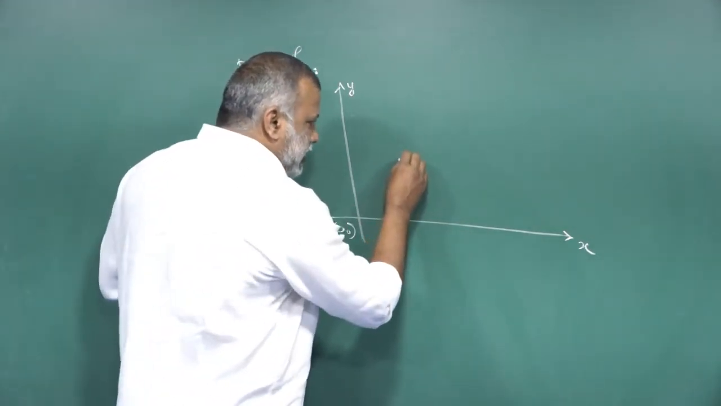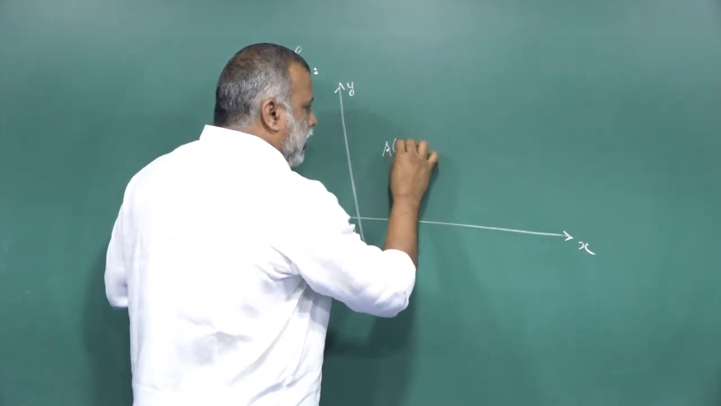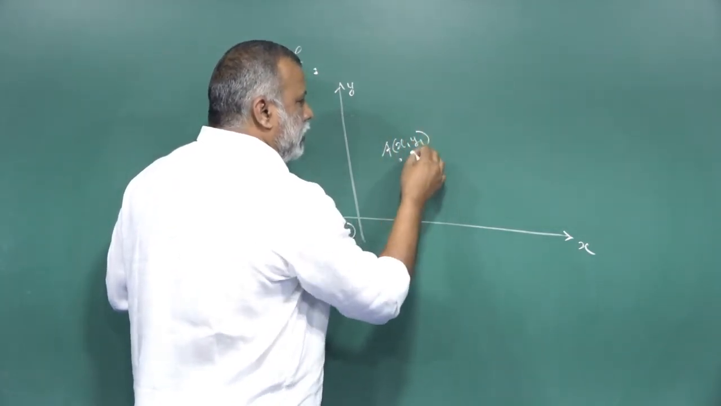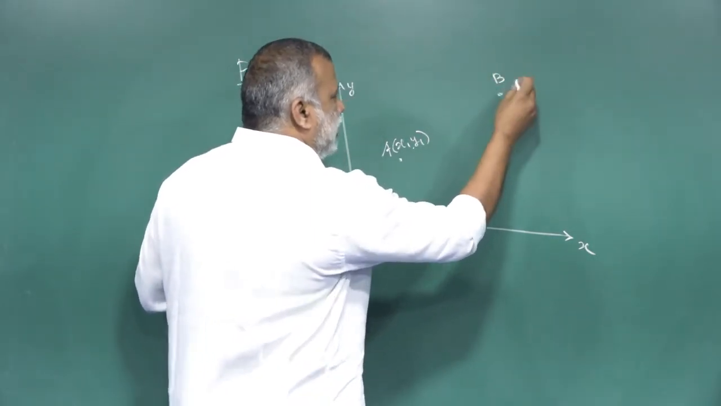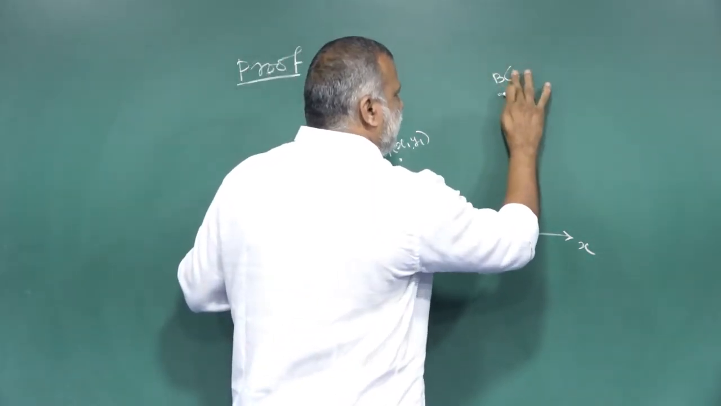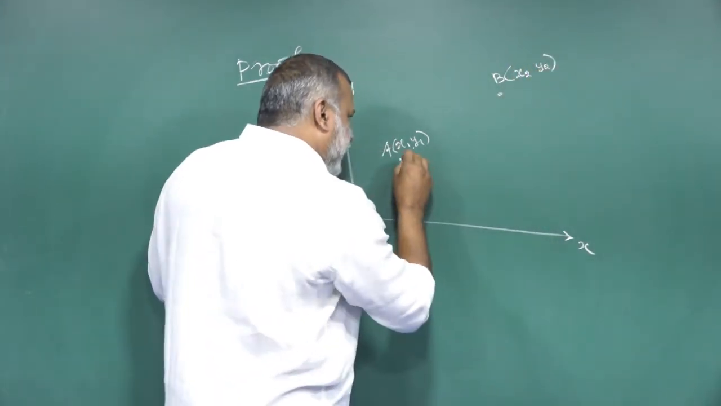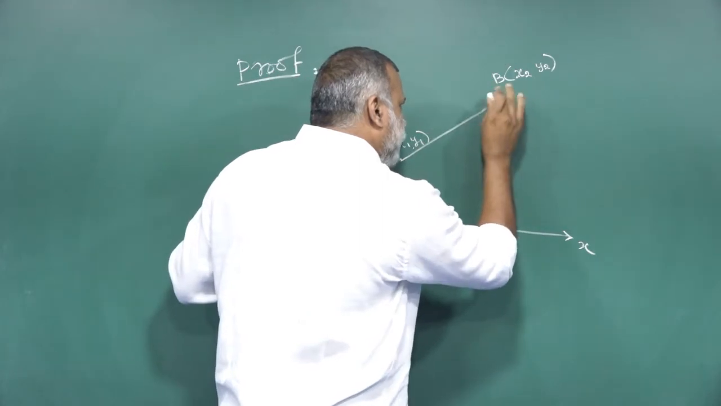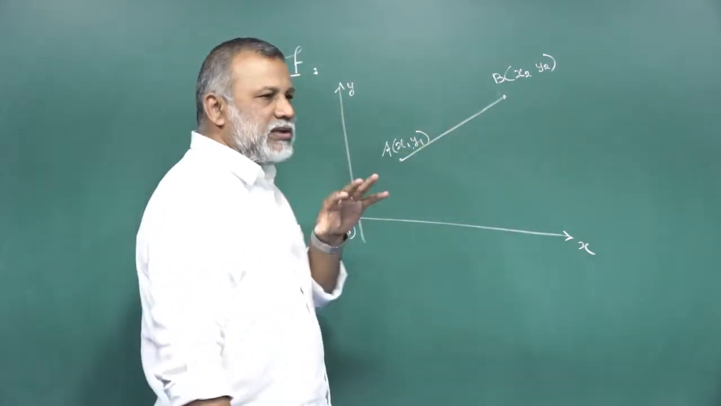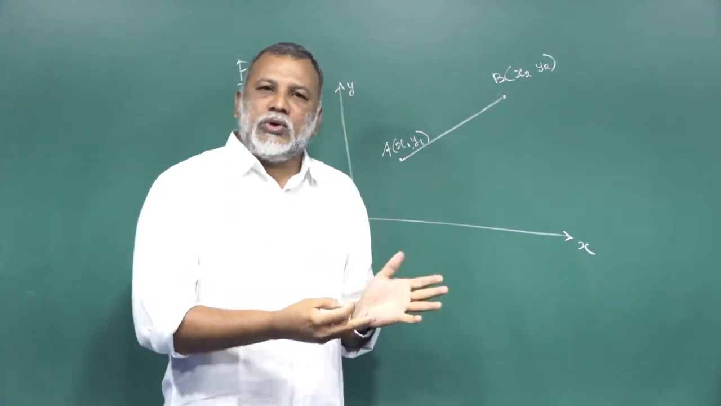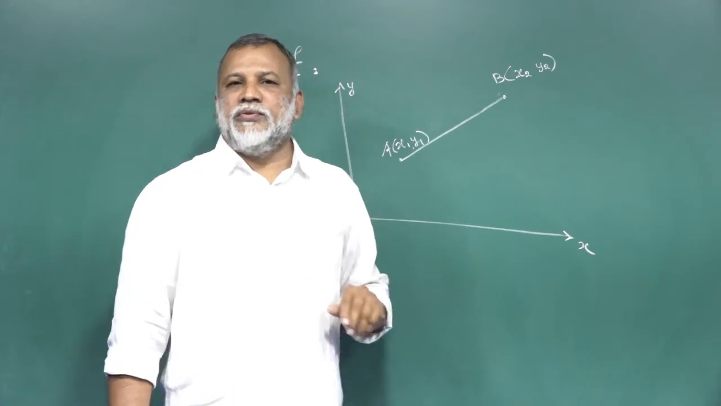So I can select in the coordinate system A of x1, y1. And another point I am selecting here, B of x2, y2. We need the distance between 2 points. We need to find the distance between 2 points. That is the logic, how we are able to prove the result that the distance is equal to the square root of.